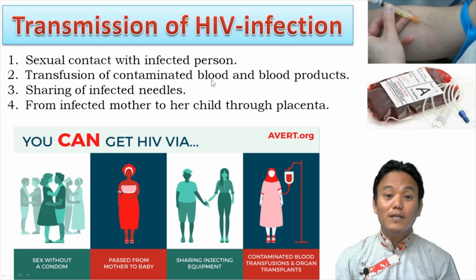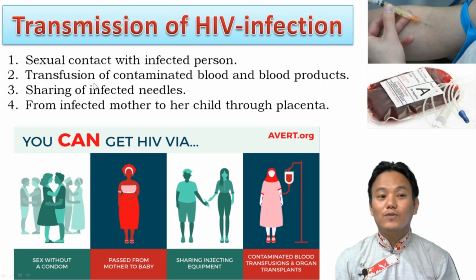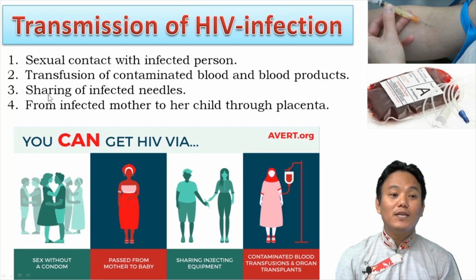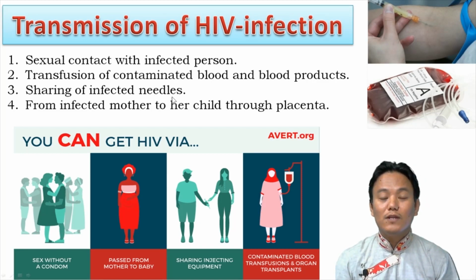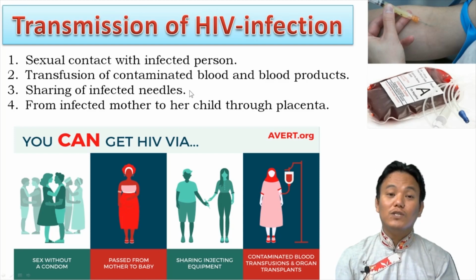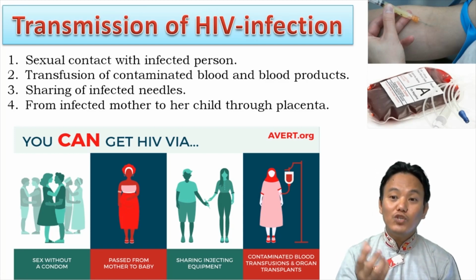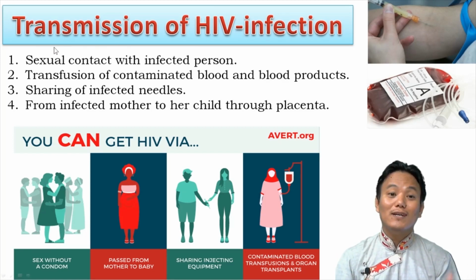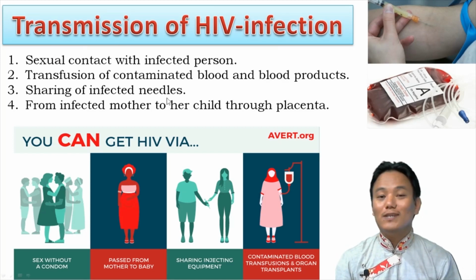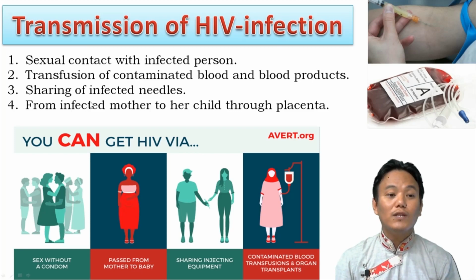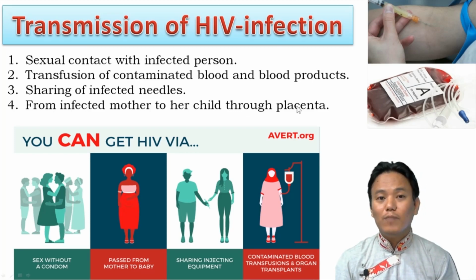And if those blood and blood products are contaminated with HIV virus, you can also contract that virus along with the contaminated blood and blood products. So that is the second one. In the third case, sharing of infected needles. If you are a drug abuser, if you use drugs which need to be taken intravenously, and if you share those needles with an infected person, you can also get HIV virus from those infected needles. And the fourth one is from infected mother to her child through placenta.